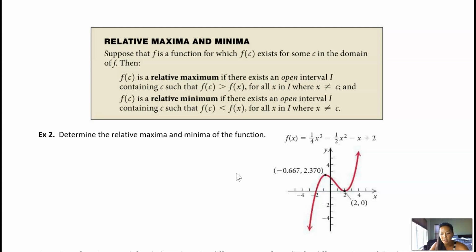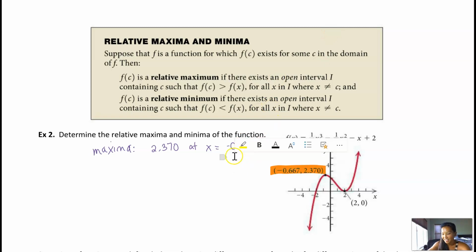So here in this example number 2, the maxima would be right over here, the 2.370, and it would occur at x equaling negative 0.667. Oh, how did that 0 get there? Delete that. And then the minima is the y value is 0 at the x value 2. So pretty straightforward, not super technical there.